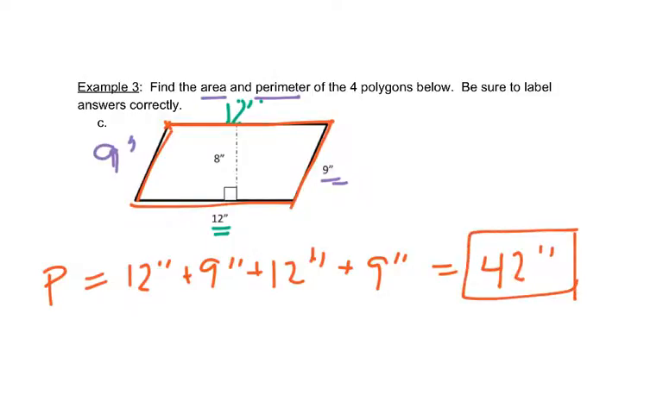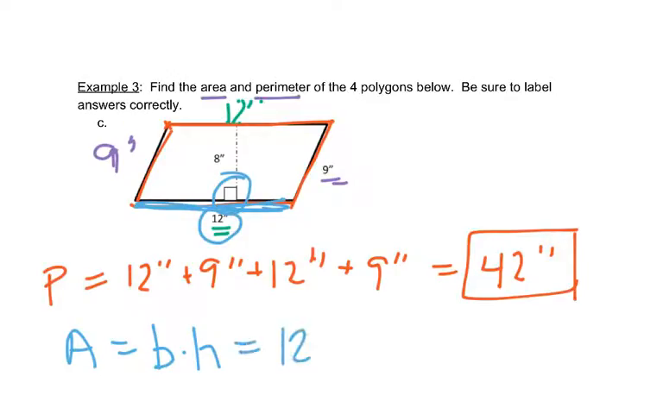So now let's talk about the area. The area for a parallelogram is base times height. So to find base and height, we need to look for a right angle. That tells us that we're looking at a base and a height. The base is on the outside edge of the parallelogram, so 12 inches is our base. And the height is the measurement that makes the right angle, so this 8 inches is the height.